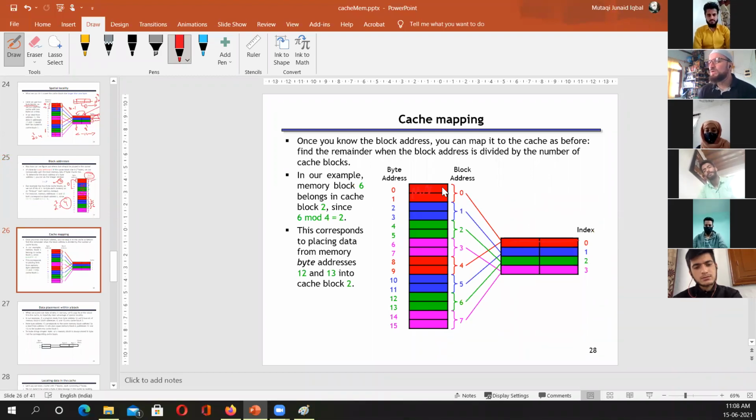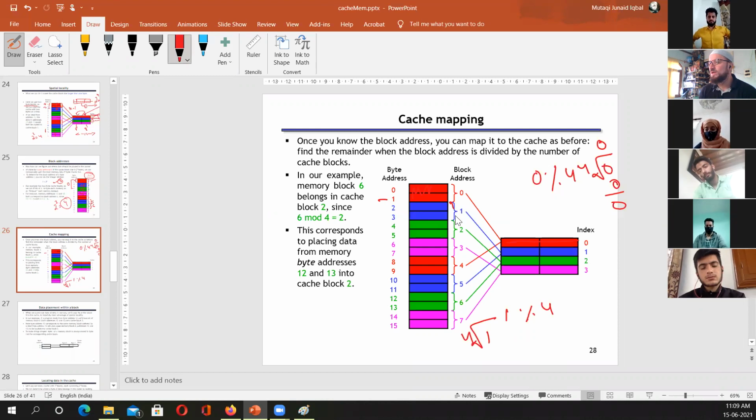Now if we do the mod operation, say for example 0 mod 4, if I divide 0 by 4, what is the remainder? 4 into 0 is 0, remainder is 0. So that means 0 has to go into block 0. If I have 1, where will 1 go? How will I calculate where 1 will go? I will say 1 modulus 4. I'm doing it wrong here. The 1 is here. So if I have byte 0 or 1, my block address is 0. I have to compute 0 mod 4, so again remainder is 0, and it has to go to block 0.